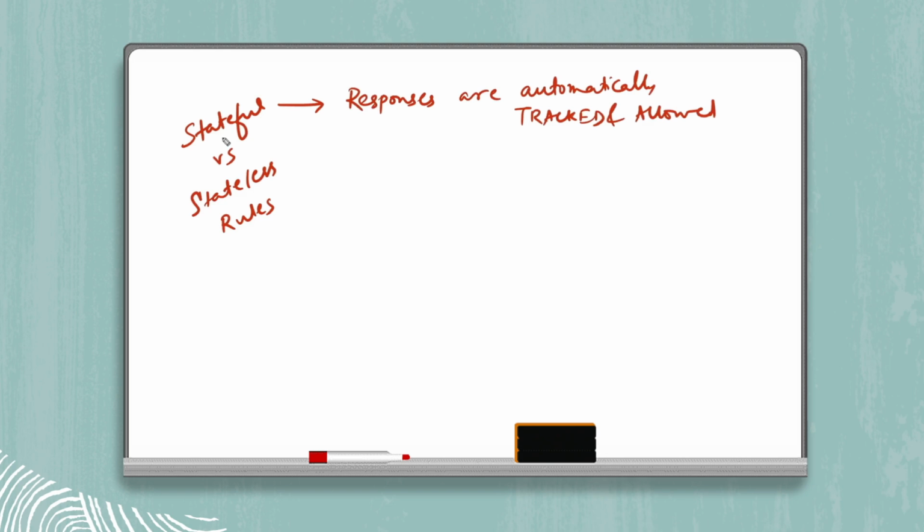Now the next discussion that I want to do is with respect to stateful versus stateless rules. So while creating ingress or egress rules, you have an option to specify the rule type, whether it is stateful or stateless. Now let's look at the difference. Stateful means responses are automatically tracked and allowed. So in stateful, fundamentally you are using connection tracking.